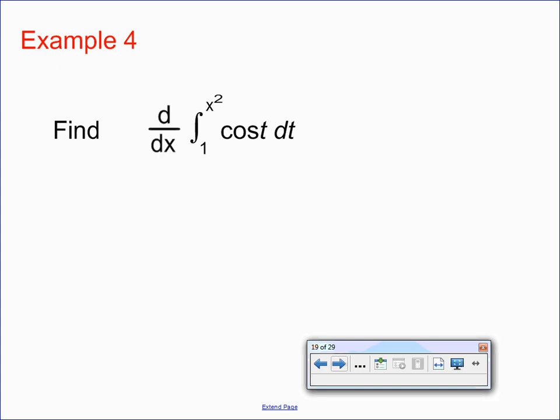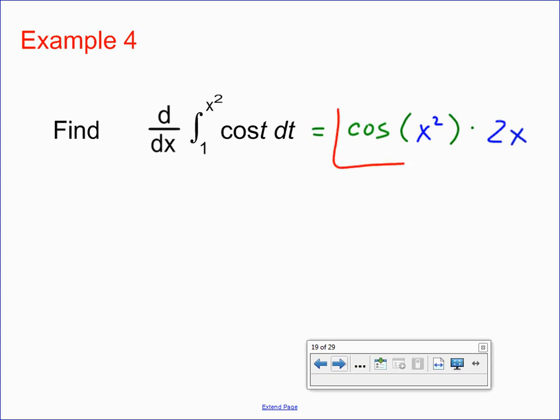All right, so what do you guys think this is? Kobe? Cosine of x squared times 2x. Cosine of t, my integrand, evaluated at my upper limit is cosine of x squared, times the derivative of that upper limit, 2x. Absolutely right, Kobe, thank you. Who had 2x times cosine of x squared, or cosine of x squared times 2x? Both are correct. Way to go, you guys, that's it.